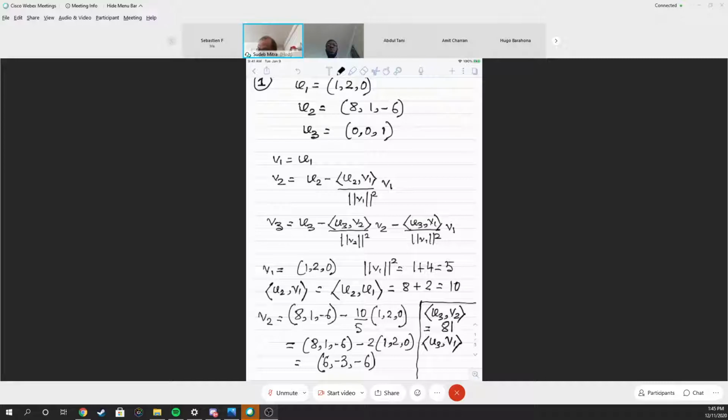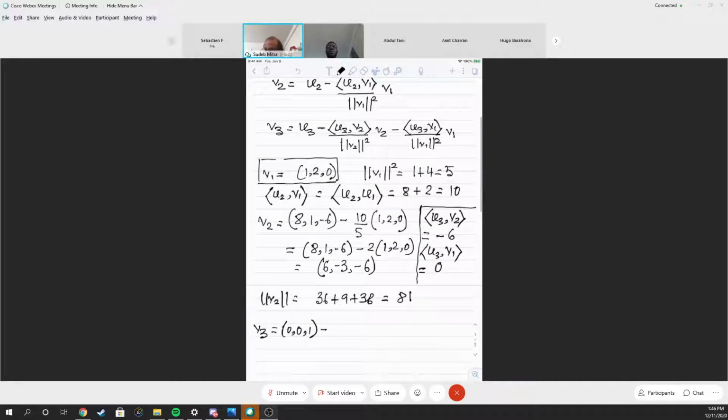And I also have to find U3 and V1. Oh, no, sorry, I was looking at the wrong thing. U3 and V1. U3 and V2: U3 is (0, 0, 1) and V2 is this. So that is very simple: minus 6. U3 and V1, yeah, that's interesting. V1 is this guy. So 6 minus 6, 0.